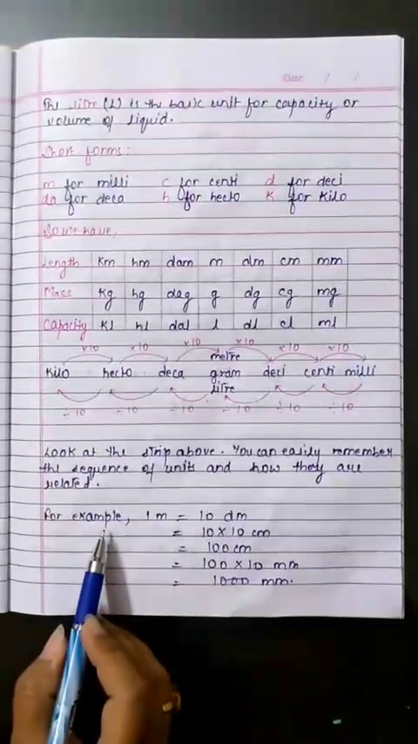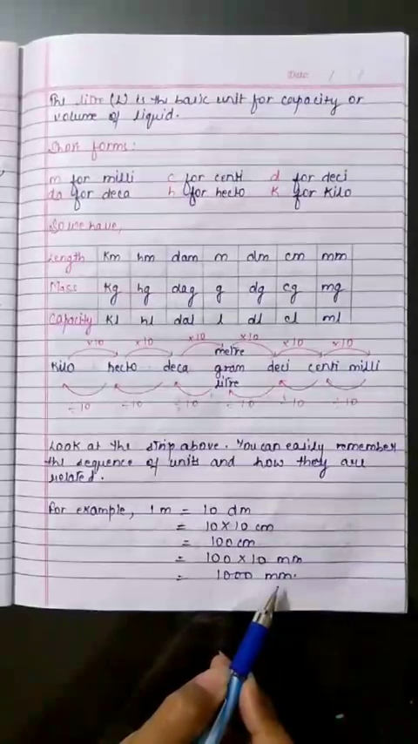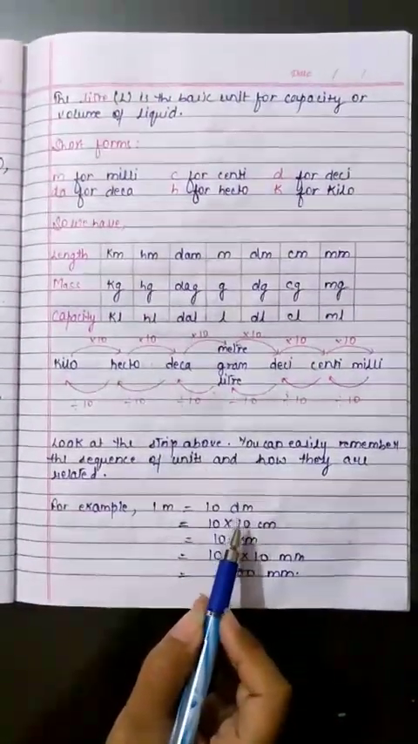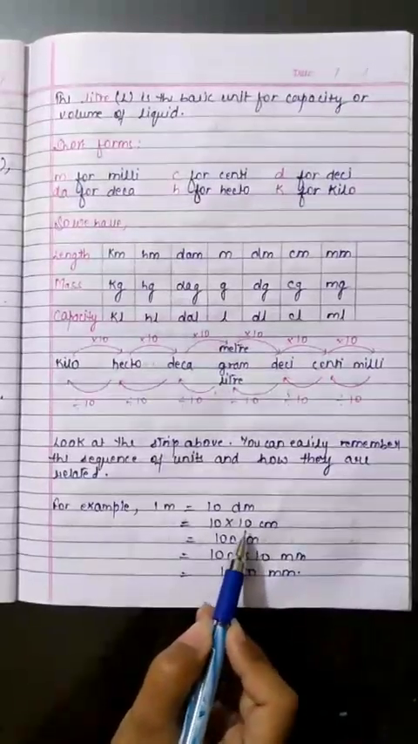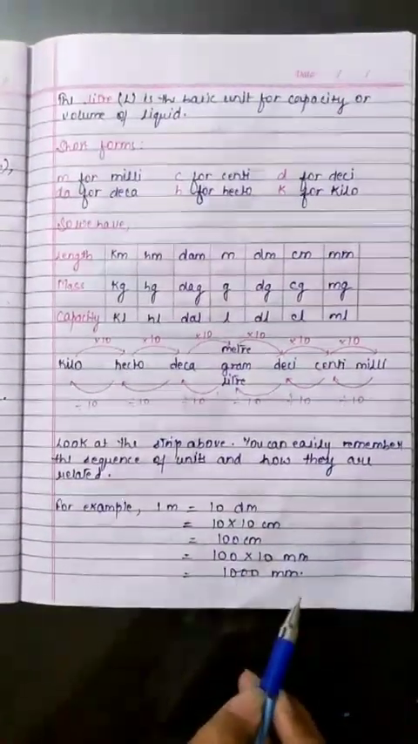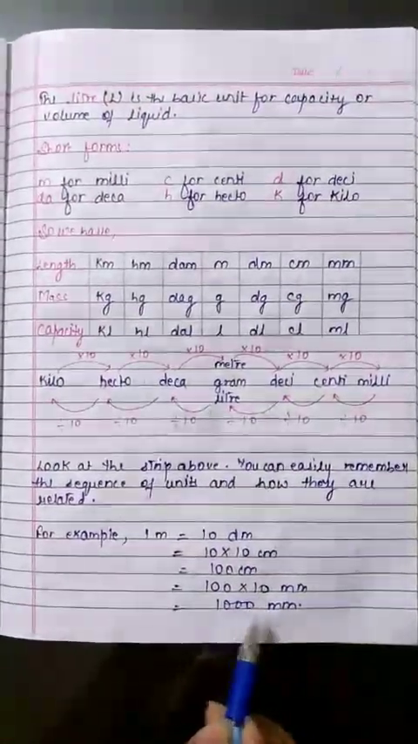For example, here we have to convert meter into millimeter. As we know, 1 meter equals 10 decimeter. For converting it into centimeter, we have to multiply it by 10, that is 100 centimeter. And again, if we have to convert it into millimeter, we multiply it by 10, that is 1000 millimeter.